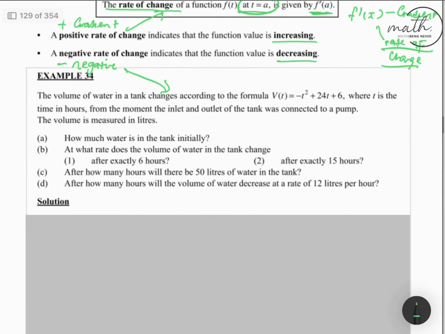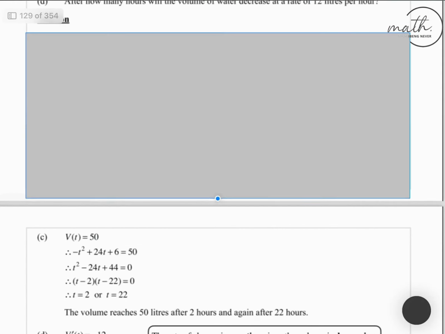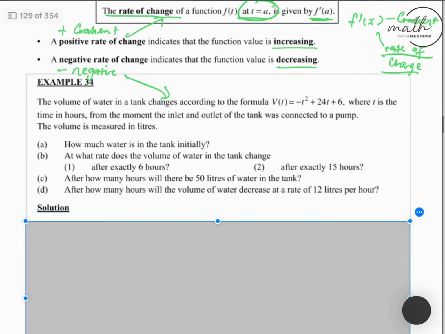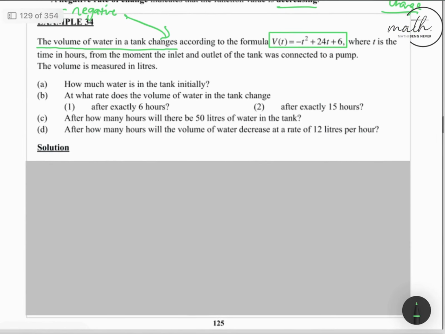Now let's look at an example. Again, it's page 125 in your textbook. Sorry about that. So on this one, they gave you the formula. This formula is the volume of water in a tank. So if they ask you what is the rate of change, you're just going to find the first derivative of this formula, and then they'll give you at which time. So this gives you the volume at a certain time. So t is time in hours.